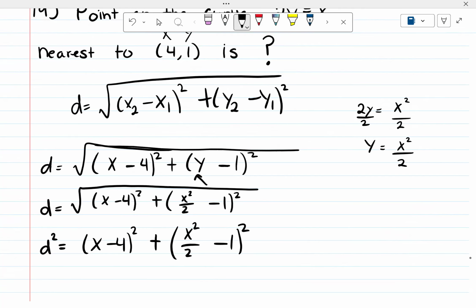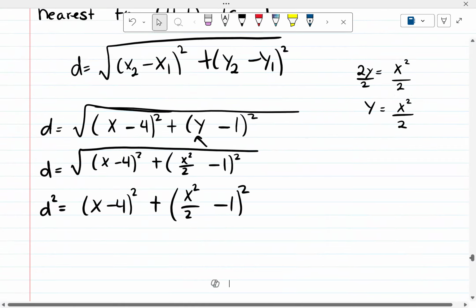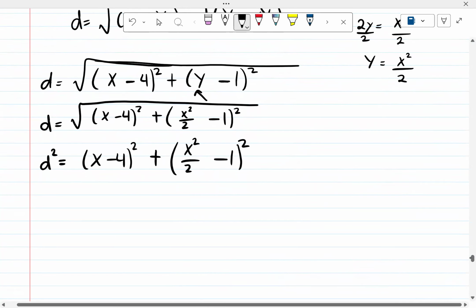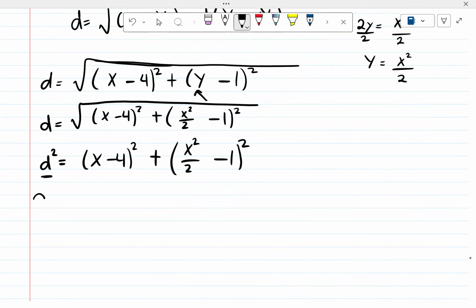And then what you're going to do is take the derivative of both sides, with respect to x. On the left side, the derivative of d squared with respect to x would be 2d, and then you add dd over dx, right? Implicit differentiation. We put a d on the top because that's the letter we're given, and a dx on the bottom because that's what we're taking it with respect to.